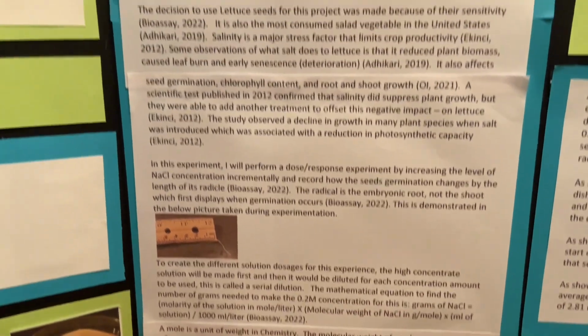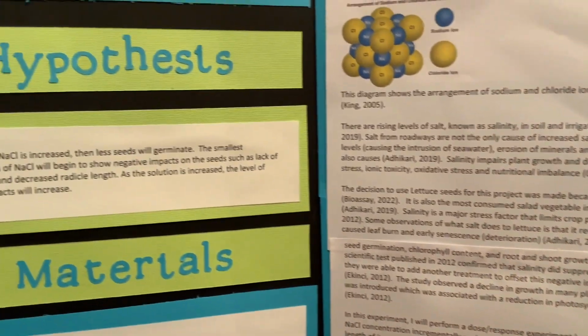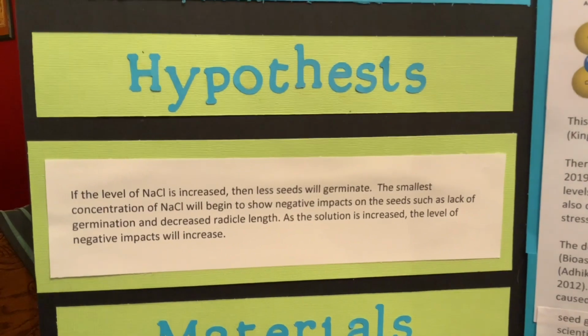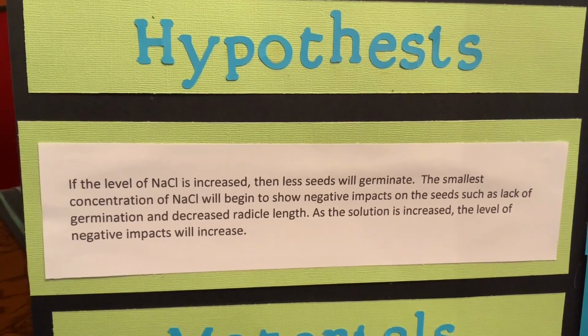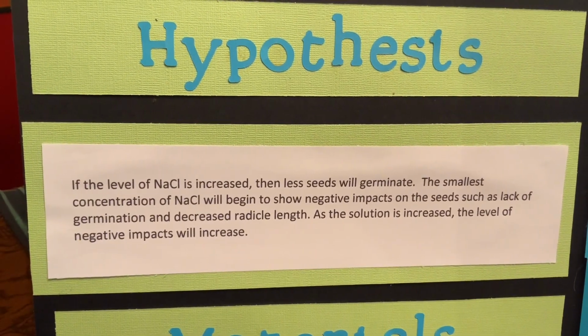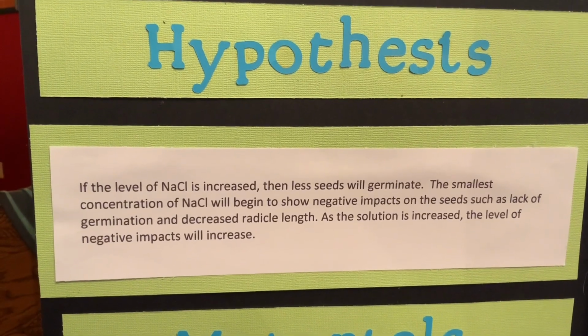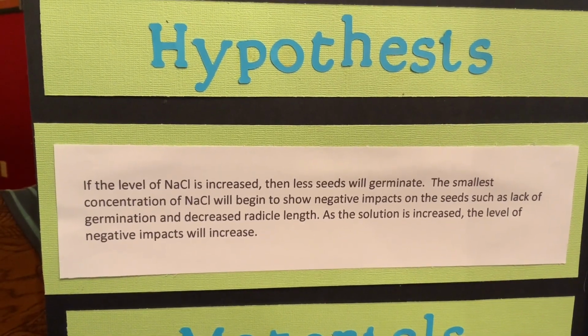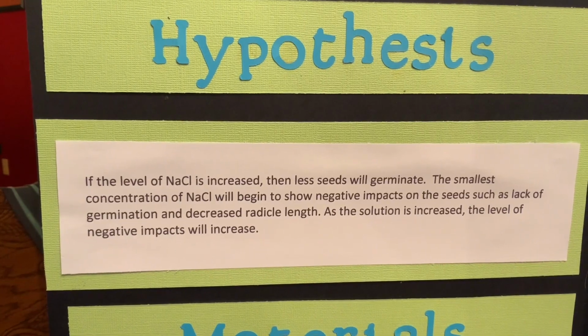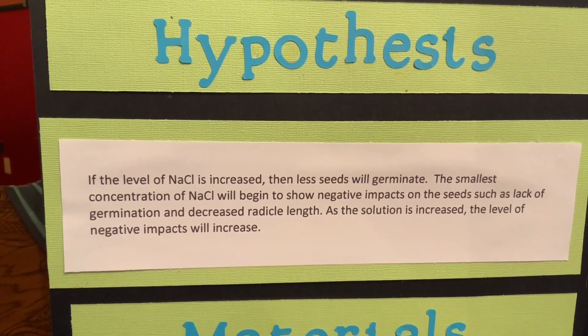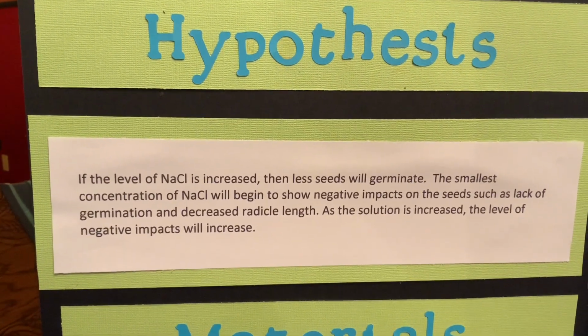After completing some research, my hypothesis was if the levels of sodium chloride are increased, then less seeds will germinate. The smallest concentration of sodium chloride will begin to show negative impacts on the seeds, such as lack of germination and decreased radical length. As the concentration is increased, the level of negative impacts will increase.